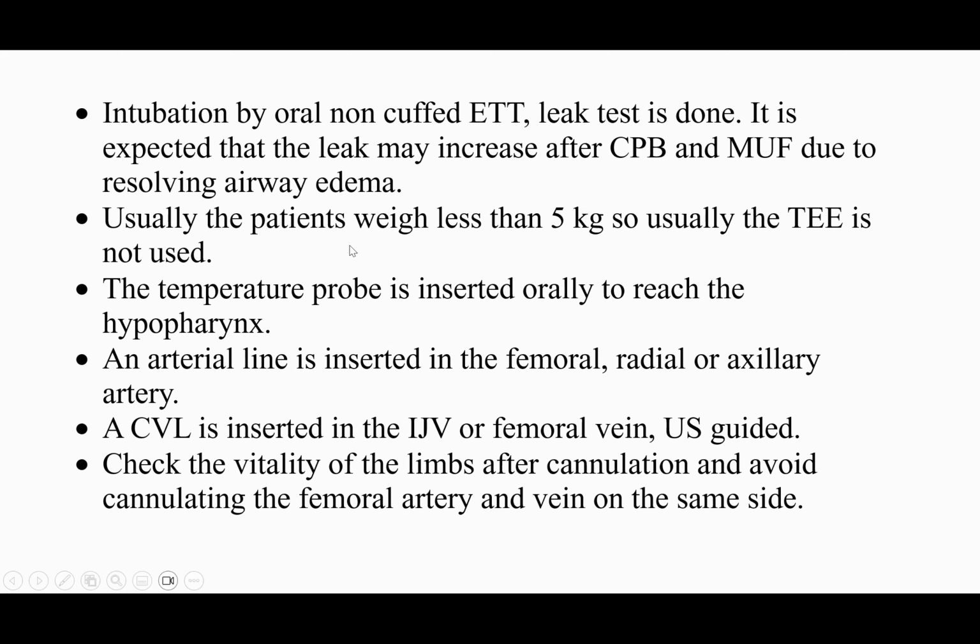Usually the patients weigh less than 5 kilograms, so usually the TEE is not used. The temperature probe is inserted orally to reach the hypopharynx. An arterial line is inserted in the femoral, radial, or axillary arteries, preferably the femoral. A central venous line is inserted in the internal jugular vein or femoral vein, preferably the internal jugular, because the femoral vein is usually small and the leg may become compromised and congested. Ultrasound guided. Check the vitality of the limbs after cannulation and avoid cannulation of the femoral artery and vein on the same side.